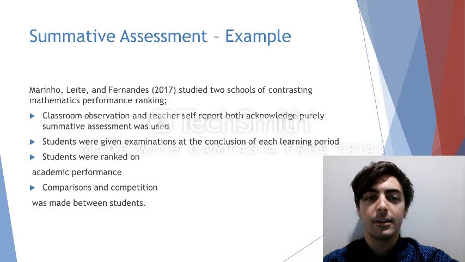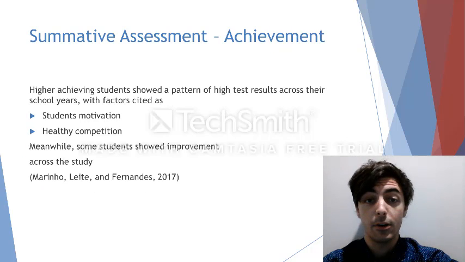Classroom observations and teacher self-reports suggest that both schools focused almost exclusively on summative assessment, providing students with exam-style tests at the conclusion of each learning period. These tests allowed the students to create comparison between students with regards to mathematics, which in turn allowed each school to be ranked based on their academic performance. Higher achieving students show a pattern of high test results across their school years, with motivation and combativeness cited as potential factors. And some students also show a gradual progression across the study.